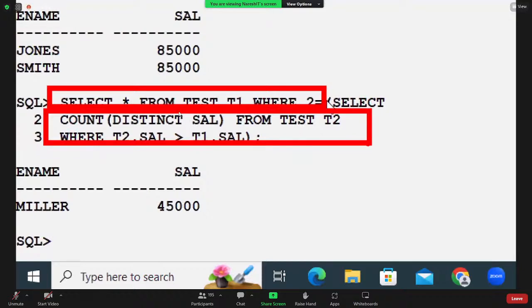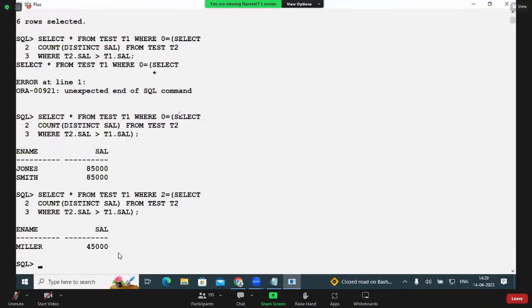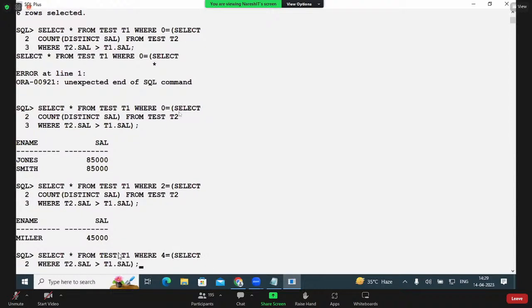Okay. Suppose anybody asks you for the fifth highest salary. To find the fifth highest salary using non-correlated, how many queries do we need to write? 6. 5 inner queries, 1 outer query. Total 6 queries we need to maintain. But with correlated, I don't want all this. Fifth highest means 4, just my n minus 1 formula should be used.